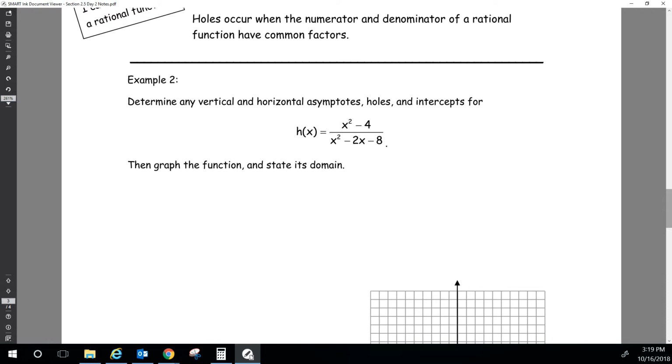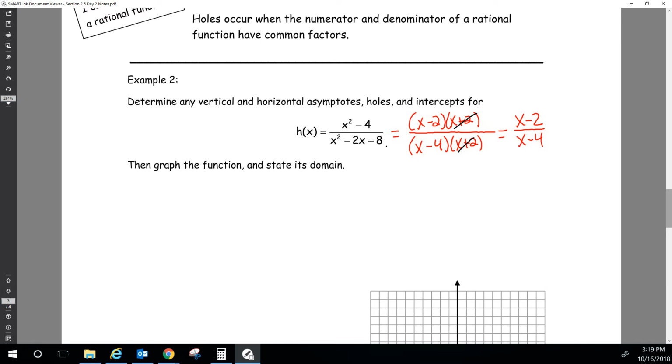So let's look at example number 2. Here, the top factors are x minus 2, x plus 2. On the bottom, my factors are x minus 4, x plus 2. If you notice for this one, I could cancel out my x plus 2's, and I get x minus 2 on the top, x minus 4 on the bottom.